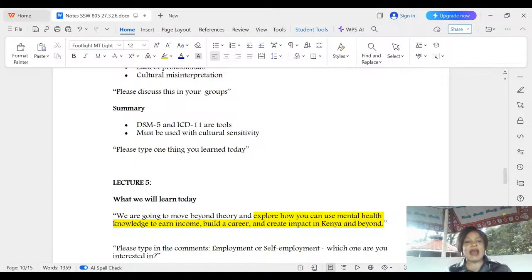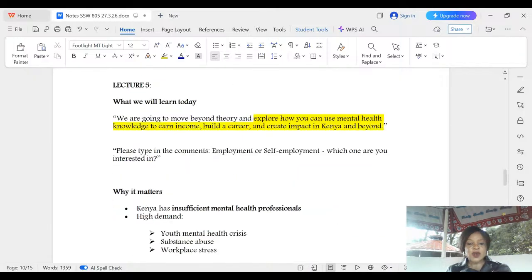So, I always like to add these bits into the content so that the content is practically relevant for putting food on the table. Okay. So please just type in the comments, what would you prefer to use this knowledge for? Would you like to use it for self-employment, or to gain new employment, or to get promotion in your current employment? So which one are you interested in? And then it will also give me a guide as we go through the content on what kind of focus to keep giving the content.